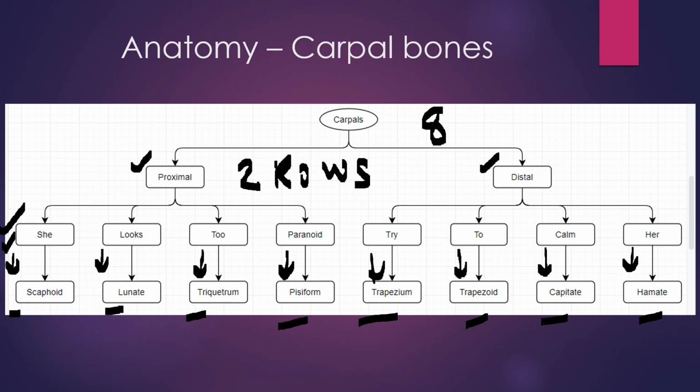This arrangement is from the radial to the ulnar side, that is from lateral to medial side. So scaphoid will be laterally placed and lunate will be medial to it, then triquetrum will be medial to it, and pisiform will be the most medial in the proximal row. Similarly, trapezium will be on the lateral side, then trapezoid, capitate and hamate, with hamate being the most medial.